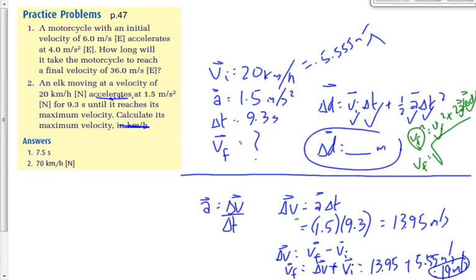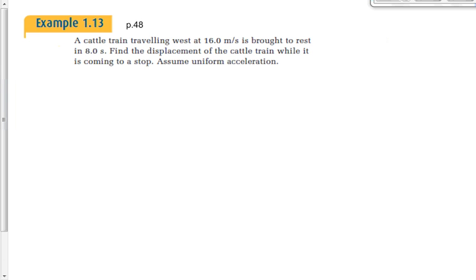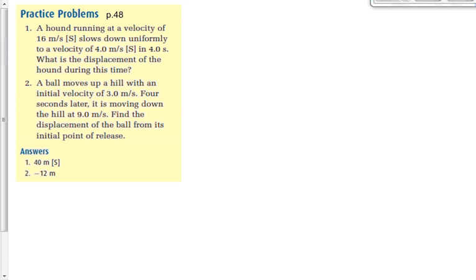Here's what I want you to do for homework, guys. I have not yet given you the next example here, but what I'd like you to still try to do is do the next 2 practice problems on page 48 for homework. It's the same basic idea, it just may be a different equation, one of the other 4 equations that are valid.